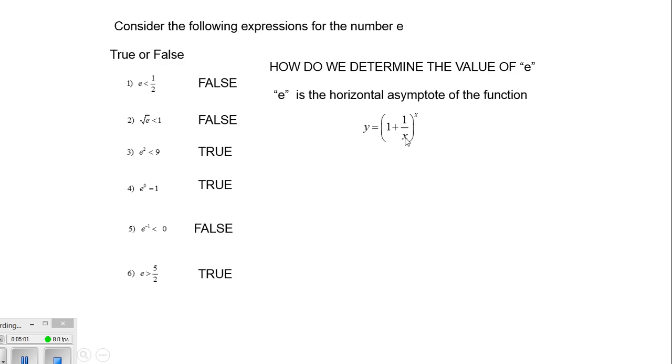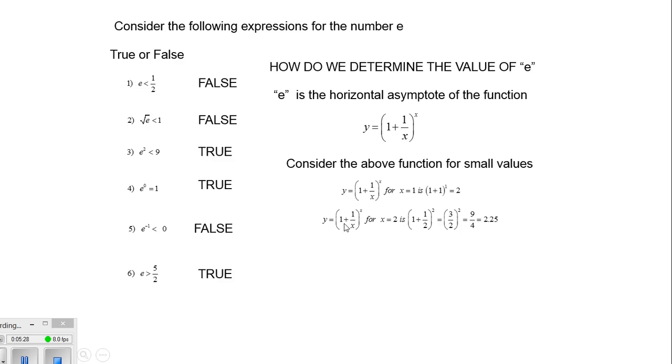And you push this value of x out larger and larger and larger, which means you're looking for where it goes as x approaches infinity. So we're going to let our calculator explain that a little bit. At first we're just going to put in some small values. We're going to start out with 1, 2, 3 and see what happens. So for 1, we get 1 plus 1 over 1, which is 2 to the first, which is 2. For 2, we get 1 plus 1 half, which is 3 halves, squared, which is 9 fourths, which is decimally equivalent to 2.25.